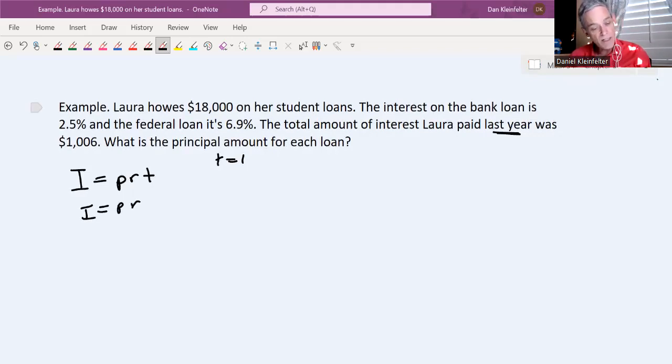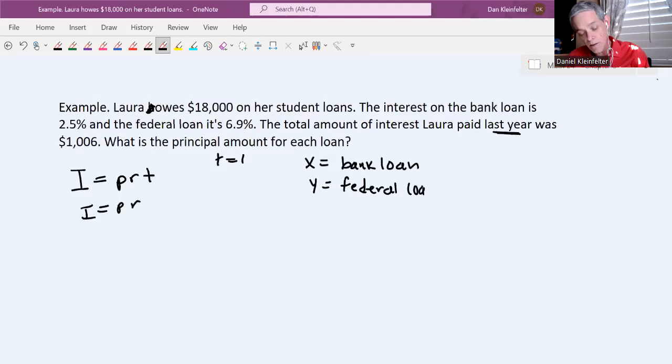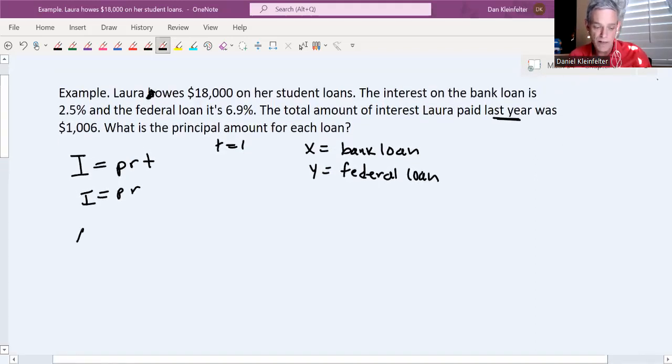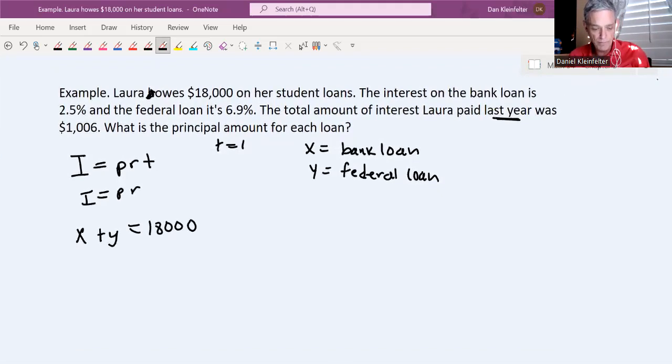All right, so here it says Laura owes $18,000 on her student loans. There's a bank loan and also a federal loan. So I'm going to go with X as the bank loan, the amount of principal, and Y will be the federal loan. Okay, the 18,000 then must be the total of those two loan amounts. Okay, so that covers that sentence.